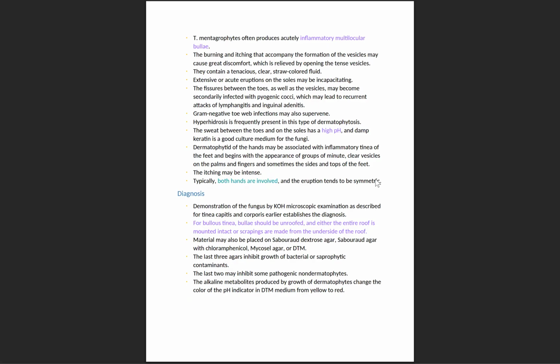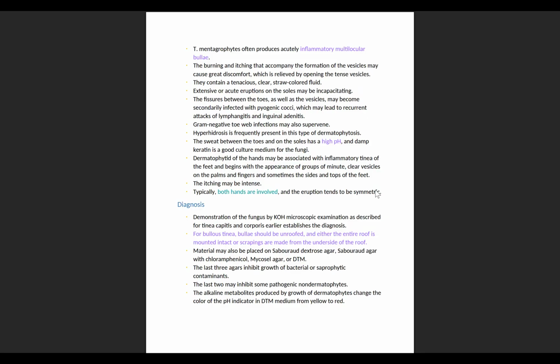Tinea pedis caused by Trichophyton mentagrophytes often produces an acutely inflammatory multilocular pustular eruption. The burning and itching that accompany the formation of vesicles may cause periodic discomfort, which is relieved by opening the tense vesicle. They contain tenacious, clear, straw-colored fluid. Extensive or acute eruption on the soles may be incapacitating, يعني غير محتمل.